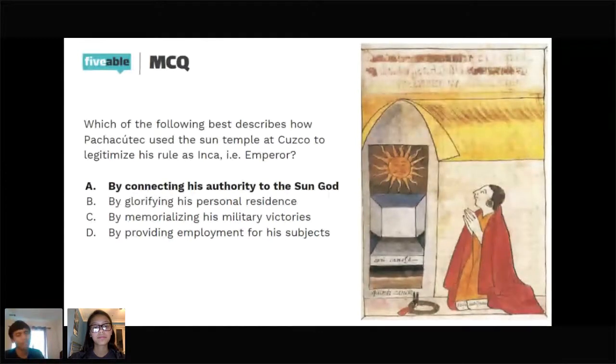Or you can see military battles, like do you see people fighting? I don't think so, so it's not that one. That's at least how I approach multiple choice questions. You can do it in one way or another, but that's how I do it. So good job, guys. Yeah, definitely.